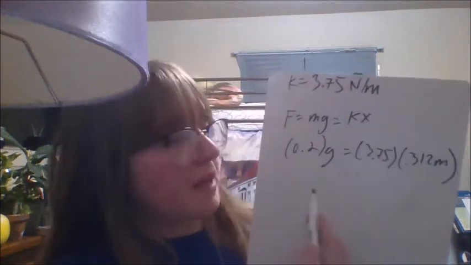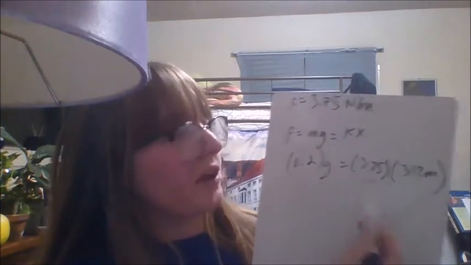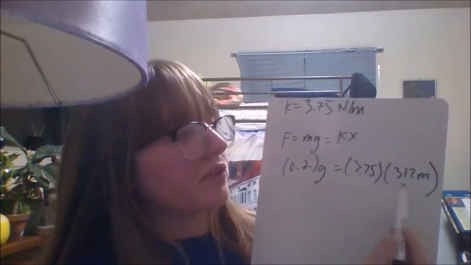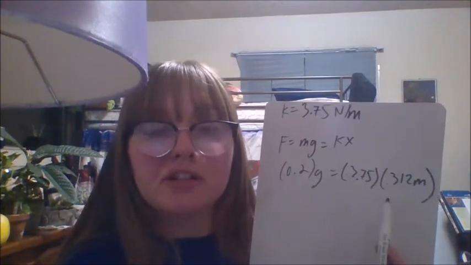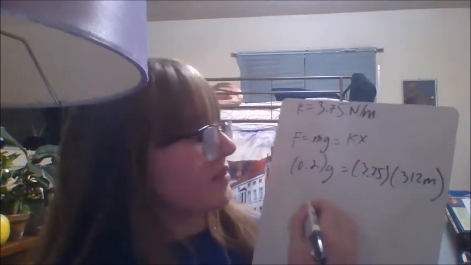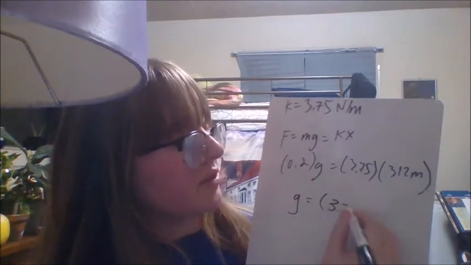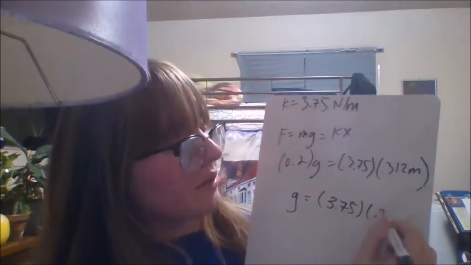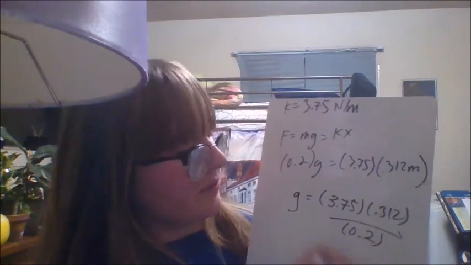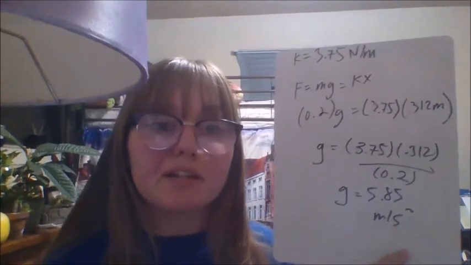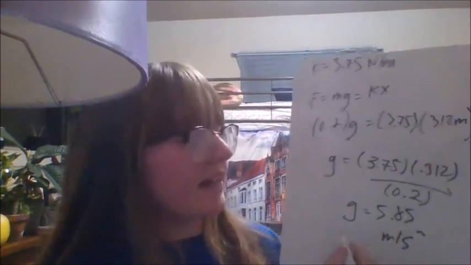So we know our mass is 0.2 kilograms times g. We just found the value of k, and we're going to convert that 31.2 centimeters that the spring initially stretched into meters. So we get this. In order to find g, we just have to substitute over here, 0.312, divide by 0.2. And once you use a calculator, you get that the value of g is 5.85 meters per second squared. And that's how you do this problem.